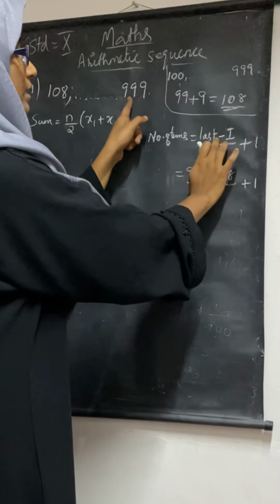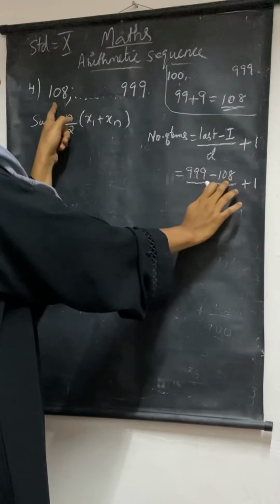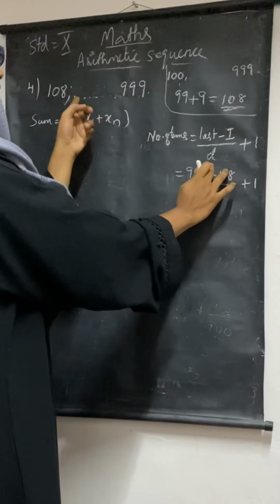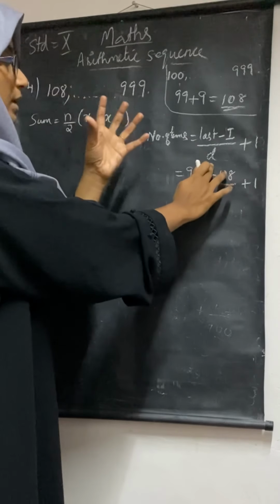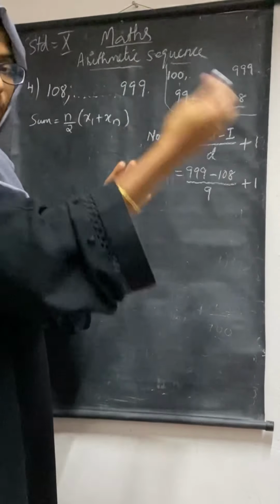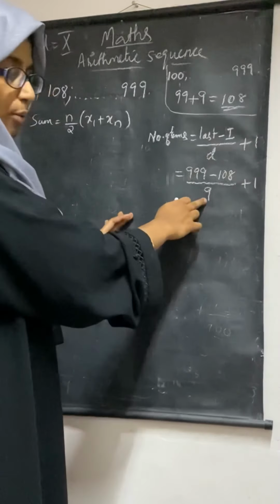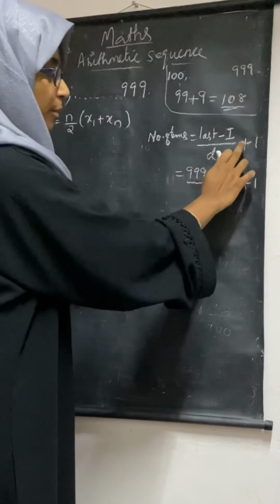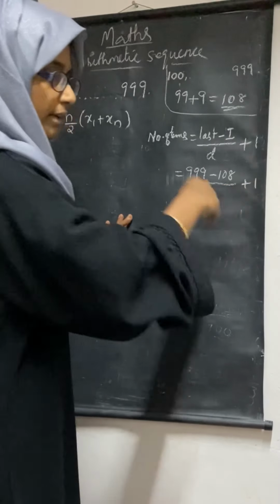999 minus what is the first term? 108, divided by the common difference. The common difference here, as mentioned in the question, should be multiples of 9. Multiples of 9, 9 only, no adding. So that itself is the common difference. So divide by 9, then put plus 1. The addition you have to do at last, okay.